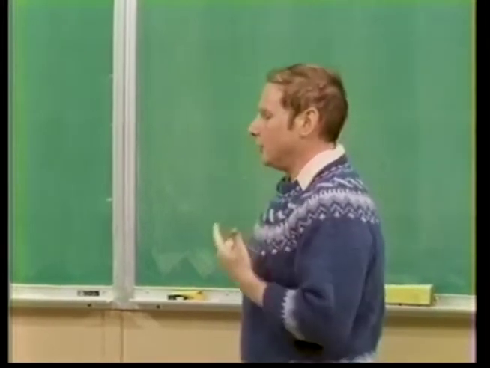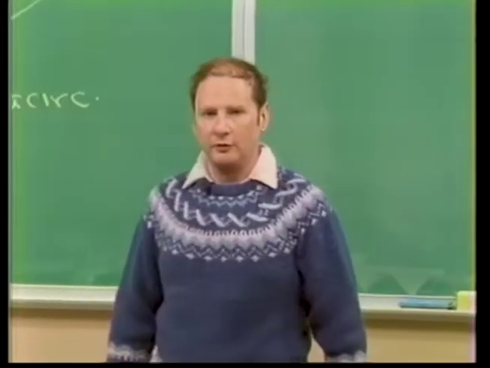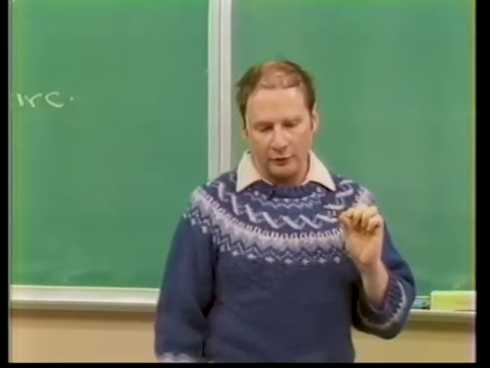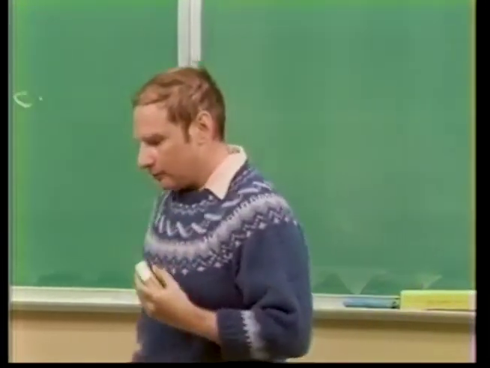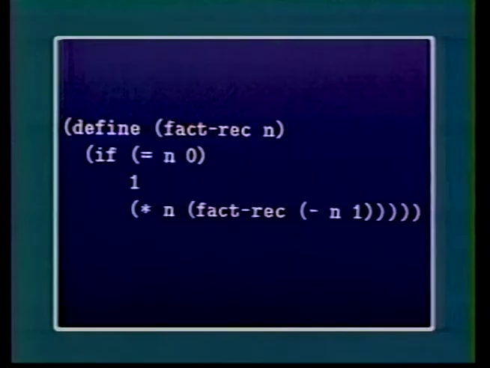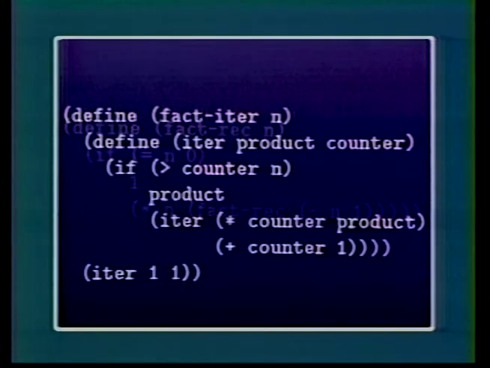There are things the metacircular evaluator doesn't tell us. And you should realize that. For instance, it left unanswered the question of how a procedure like recursive factorial here somehow takes space that grows. On the other hand, a procedure which also looks syntactically recursive, called factitter, somehow doesn't take space.